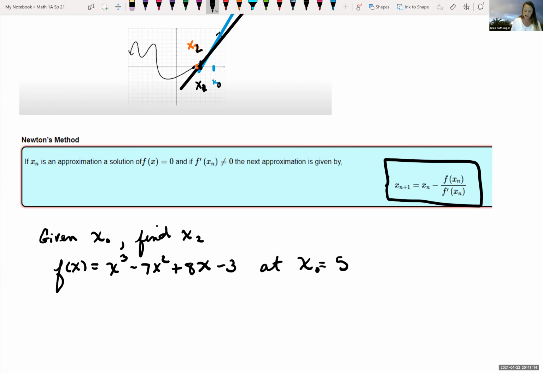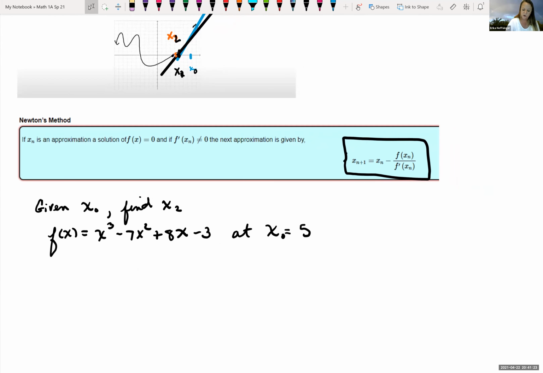This is some guess of where f of x is crossing the x-axis. So we can find where the tangent line is crossing the x-axis when x of 0 is 5. So we can find x of 1, where our n value in our case is 0. X of 1 is equal to our x of 0 value minus f of x of 0 all over f prime of x of 0.